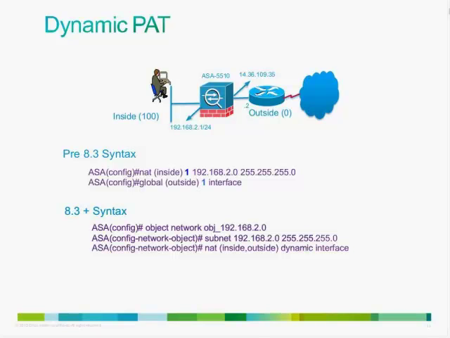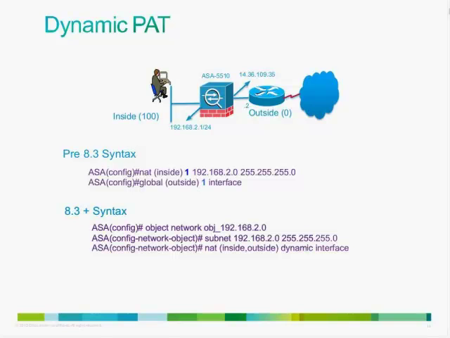So in my NAT inside line, I have to include 192.168.2.0 with an appropriate subnet mask, and a global outside 1. It has to match the NAT ID, otherwise the translation will fail, and have the interface keyword, meaning everybody on the inside will look like the interface IP address when they go to the outside.